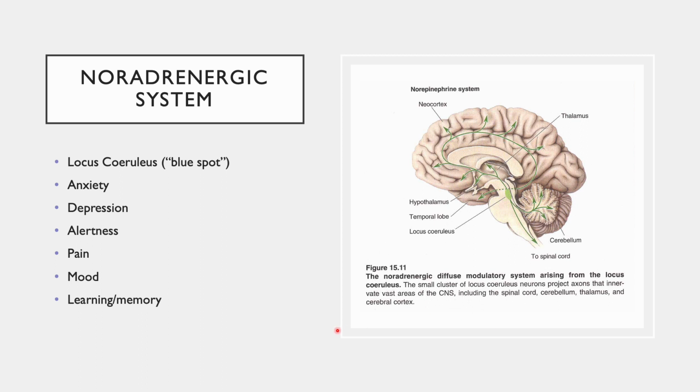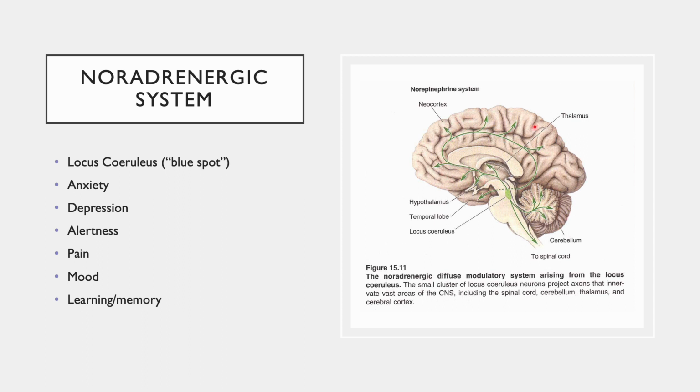And here's the noradrenergic system. This is a system of neurons that produce the neurotransmitter norepinephrine. The cell bodies of these neurons are in the locus coeruleus, which actually means blue spot or blue place. These are clusters of brain cells that have many synapses, and their axons can project to other areas. These are Golgi type 1 axons.